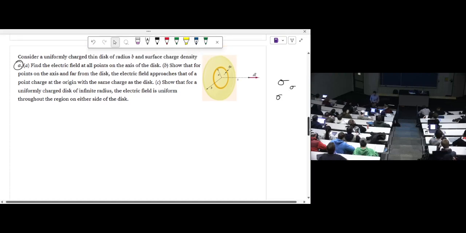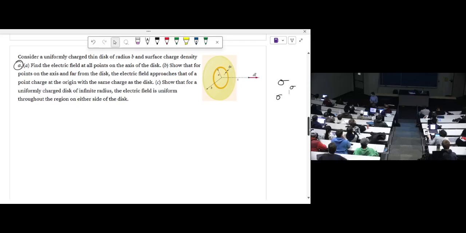Show that for points on the axis that are far from the disk, the electric field approaches that of a point charge at the origin with the same charge as the disk. Show that for a uniformly charged disk of infinite radius, the electric field is uniform. I'm going to go ahead and spoil it for you. That last result, part C, is going to be the most significant one. We're going to derive later on, when we get to capacitors, how parallel plate capacitors work, based on the fact that usually the plates of a parallel plate capacitor are very close to one another and very large, so you can treat them as an infinite disk.